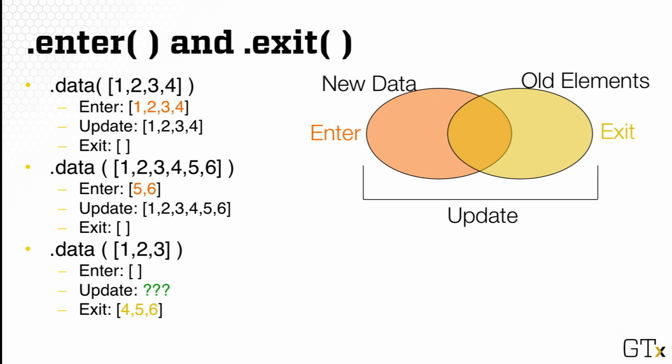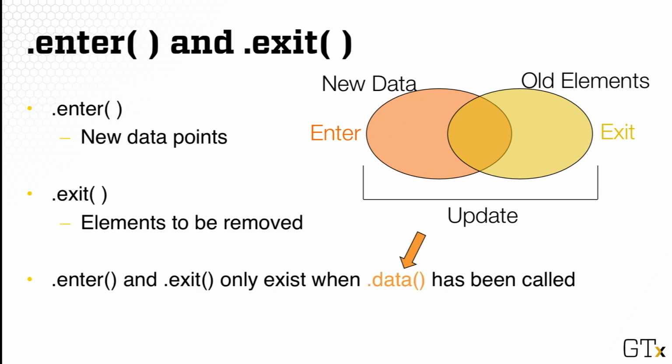So in the enter phase, there's nothing to manipulate there since we're not adding new things. Update, we need to think about what it is. But for exit, we know that's easy. So 4, 5, and 6, that's what we're going to manipulate. So what are the question marks? So update is actually still 1, 2, 3, 4, 5, 6 because nothing has been removed yet until the exit phase.